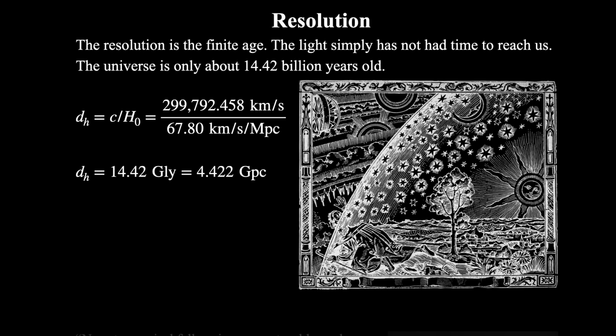The currently understood horizon distance, I'm going to use the Planck mission's value for the Hubble constant, which is 67.8 kilometers per second per megaparsec. And that gives us a horizon distance of approximately 14.42 gigalight years, or about 4.4 gigaparsecs. And this distance is, of course, a lot smaller than infinity and a lot smaller than 10 to the 18th megaparsecs. Yeah, I kind of alluded to the Hubble constant. We'll get into the Hubble tension later.